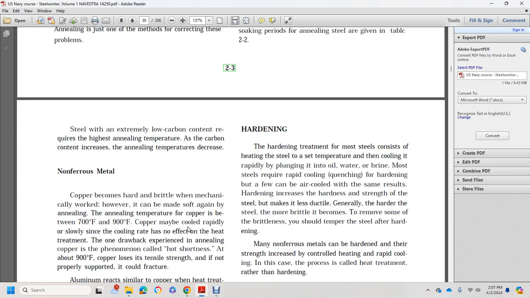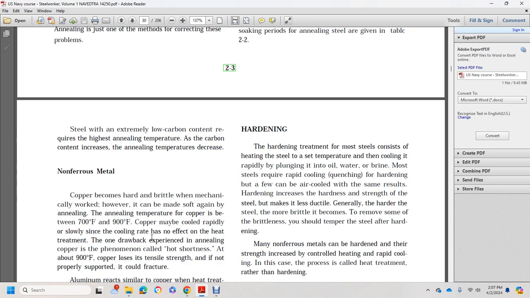Non-ferrous metal such as copper becomes hard and brittle when mechanically worked. However, it may be softened again with annealing. Annealing temperature for copper is between 700 and 900 degrees Fahrenheit. Copper may be cooled rapidly or slowly. The cooling rate has no effect on the heat treatment.